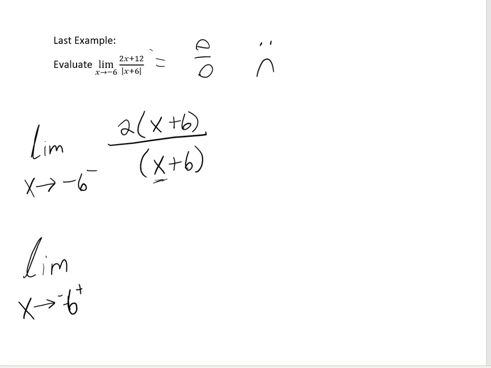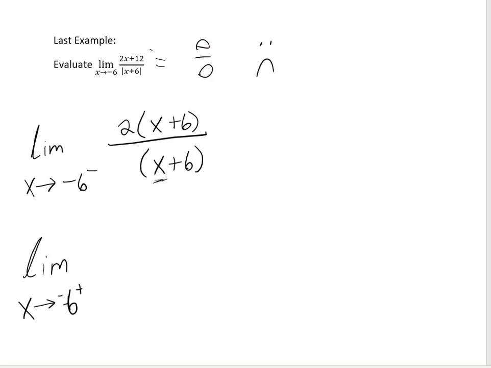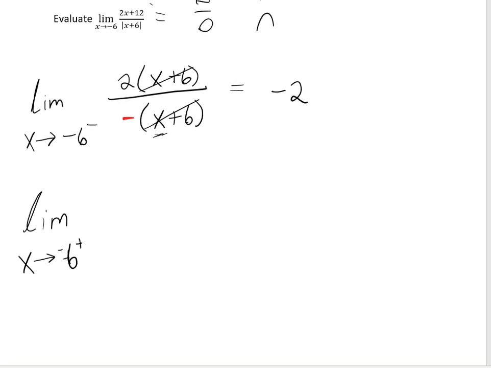So how do I change this mathematically so that it would make it a positive value? Well, if you have a negative value, how do you make it positive? You can multiply it by a negative. So if I do that and I cancel these out, then my overall limit is going to be negative 2. Remember, the reason is because if I take numbers less than negative 6 and add them to 6, they're going to be negative numbers. Absolute value will make them always positive, so we have to counteract that by multiplying by a negative.